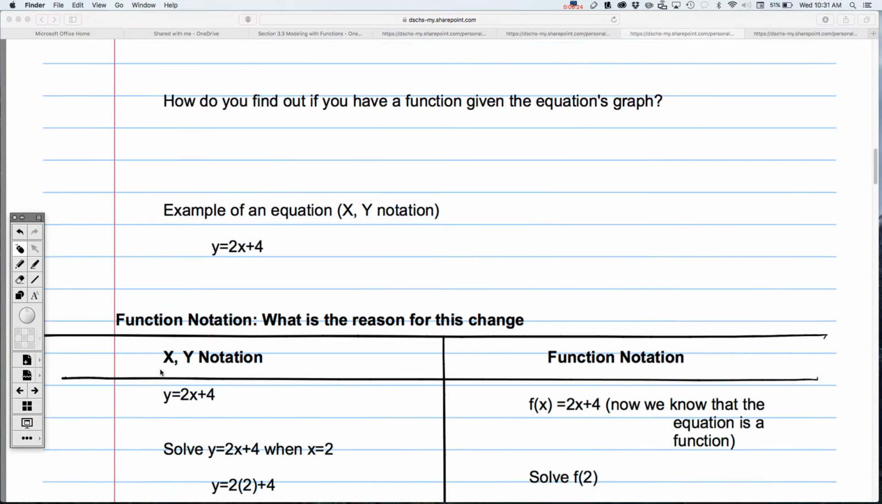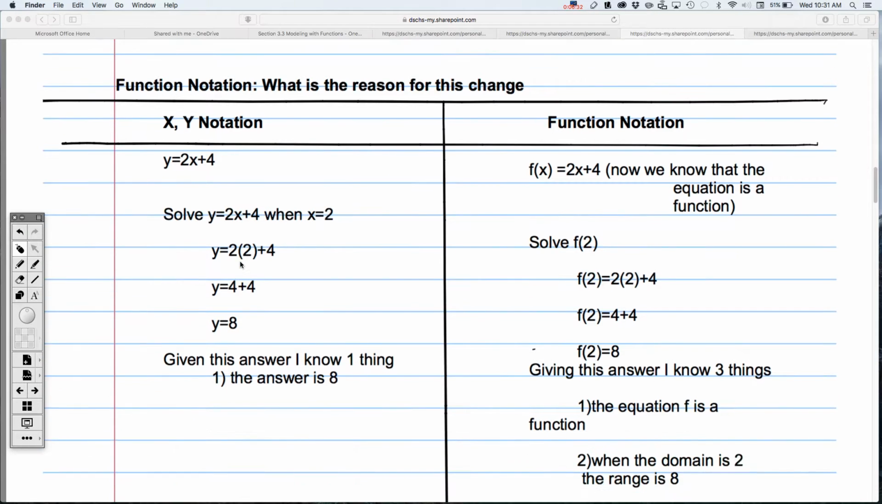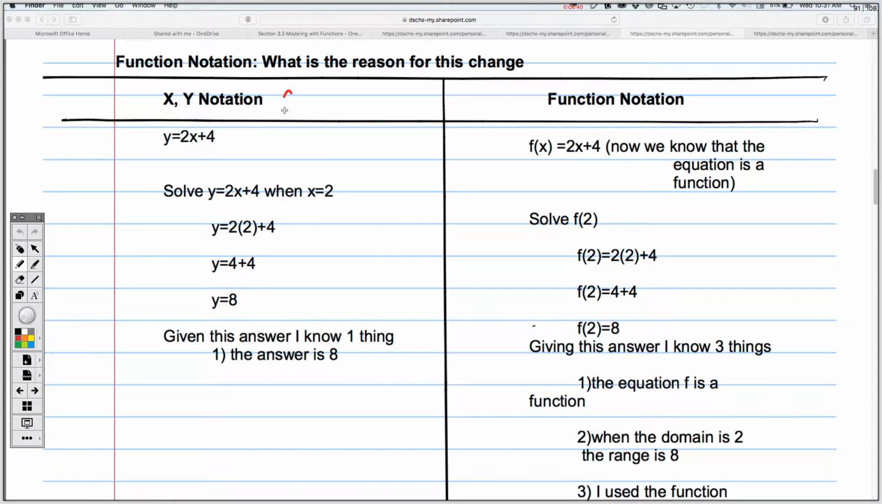Okay. Now, here's an example of an equation, y equals 2x plus 4. We have our function notation. What is the reason for this change? Before, we had xy notation. This is our old notation. So if you want, write down that this is our old notation. And this is the new one we're trying to learn.